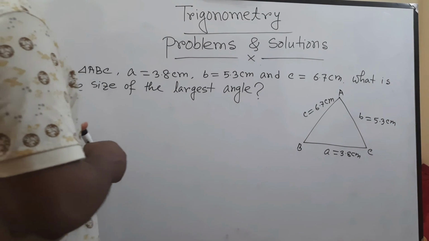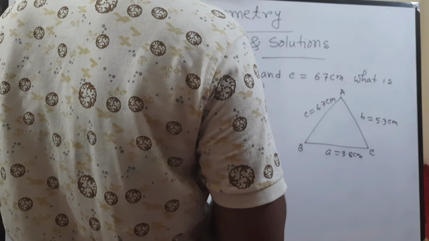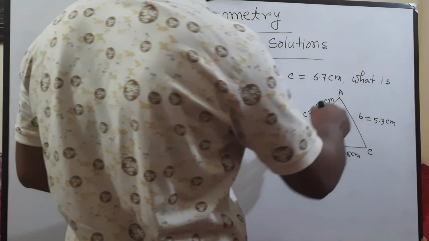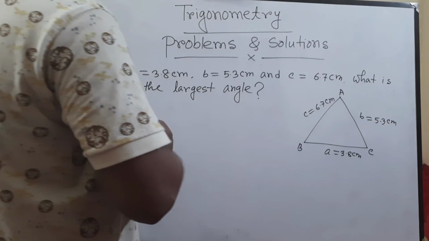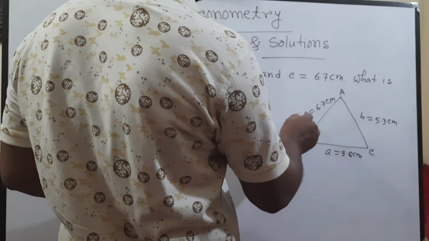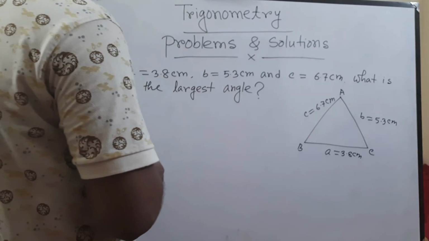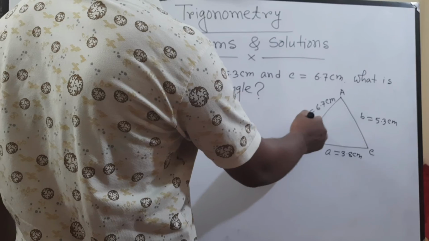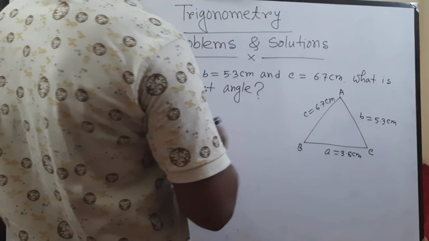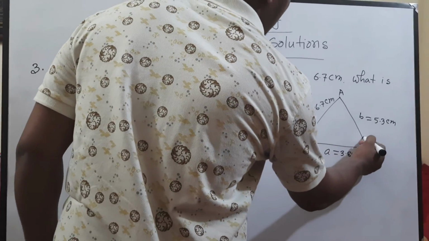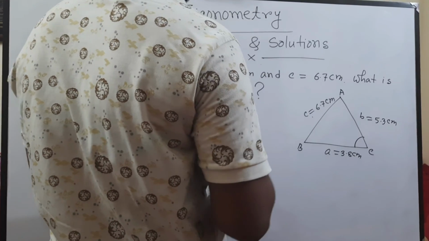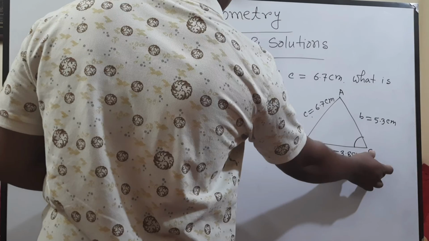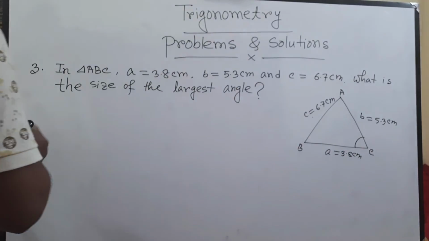Okay, so in my first lecture, I told that you just follow the side of this triangle. If the side is largest, then the opposite angle will be the largest. So if you look at these three sides, so here the c is the largest side, so the opposite of this side, angle C, is the largest angle of this triangle. Okay, so we need to find the angle C.